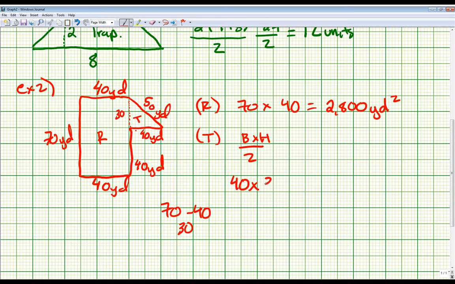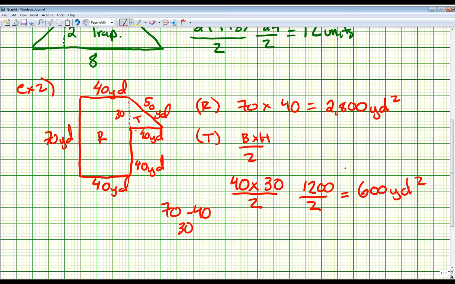So I'm going to take 40, times it by 30, and cut it in half to find the triangle piece. So that would give me 30 times 40 divided by 2. So 3 times 4 is 12 with 2 zeros divided by 2. So that gives me 600 yards squared.